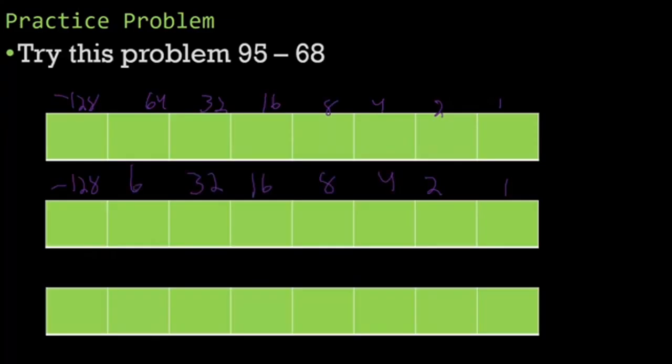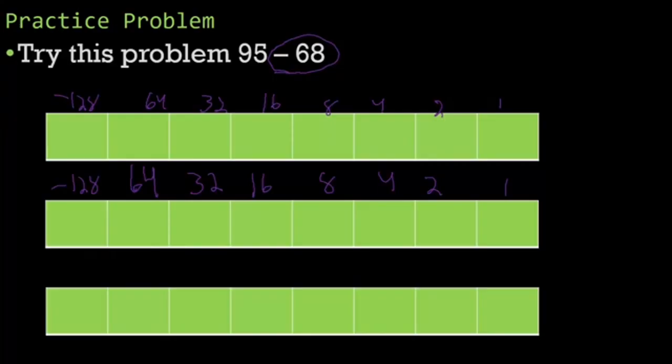I don't want to forget that because we are working in 2's complement. So we said this can be read 2 different ways: 95 minus 68 or 95 plus negative 68. And we're going to read this as 95 plus negative 68. This minus sign goes with the 68. So we're actually combining 95 and we're combining negative 68.